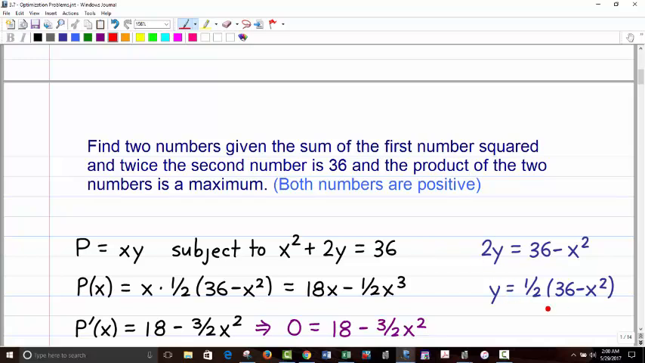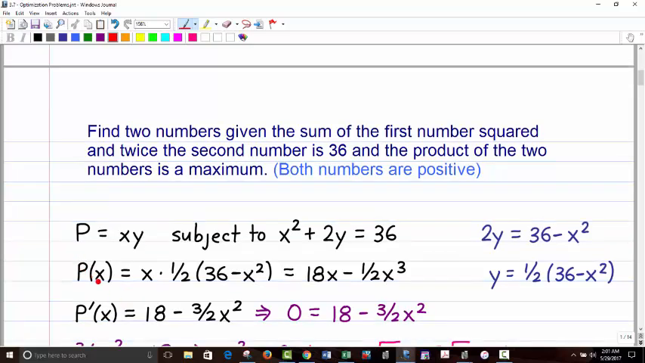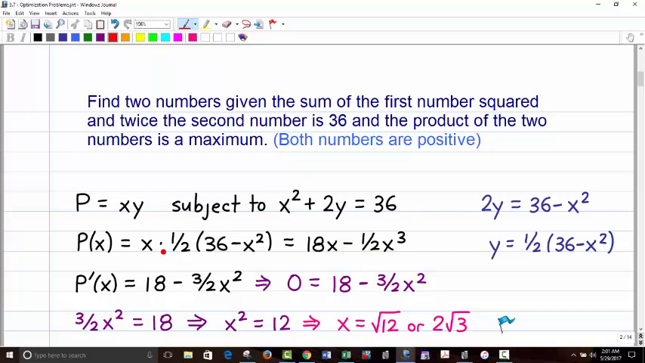So we substitute this equation in for y over here into the objective function that we're trying to maximize or minimize, in this case maximum. It's not necessary that you change it to p of x, but it would be a true statement because once you substitute this in for y, your only variable is x. But that's not mandatory. I just often like to do that. So you just multiply it out, basic algebra, and you'll get 18x minus 1/2 x cubed. Okay, so everything's happening from the critical numbers.